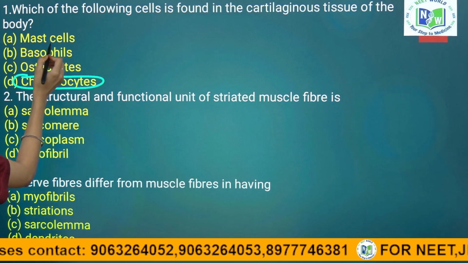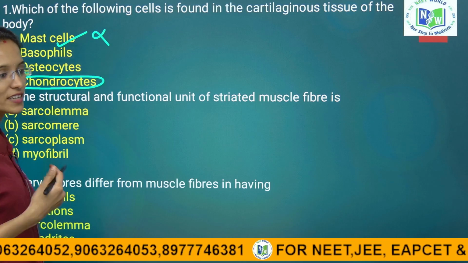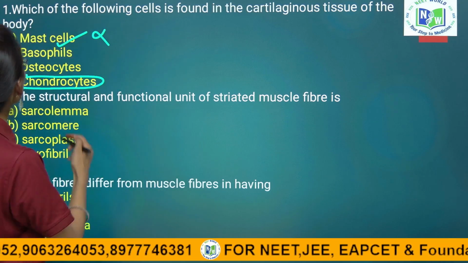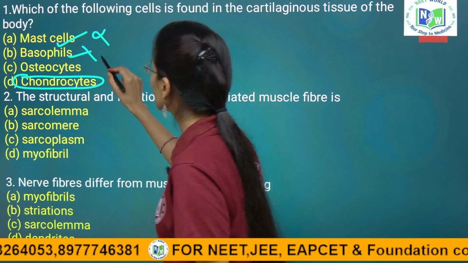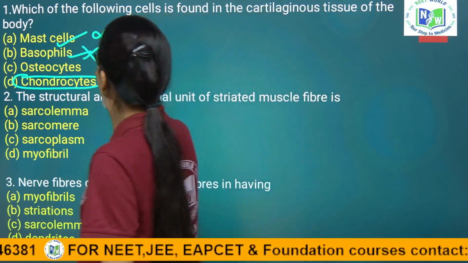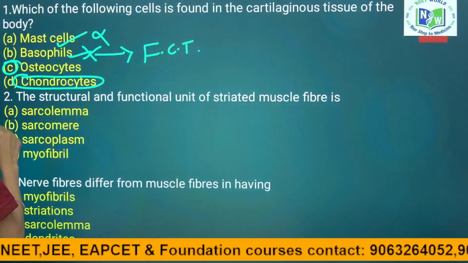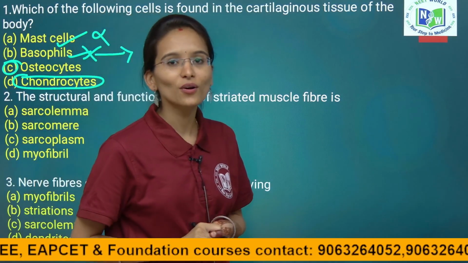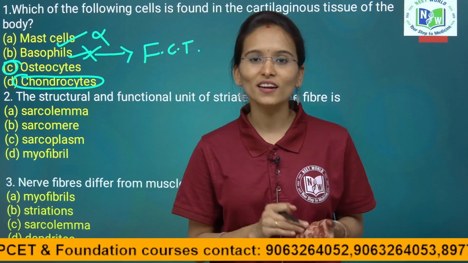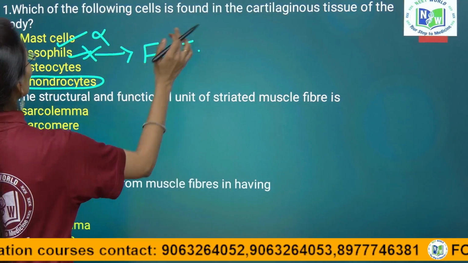Whereas coming towards option A, mast cells, it is a wrong option because these we can find inside the areolar tissue. And next, option B, basophils, these are actually located in the fluid connective tissue. And option C is osteocytes. Osteocytes are found in the rigid tissue that is called bone. Clear with the first question? Chondrocytes will be the answer.